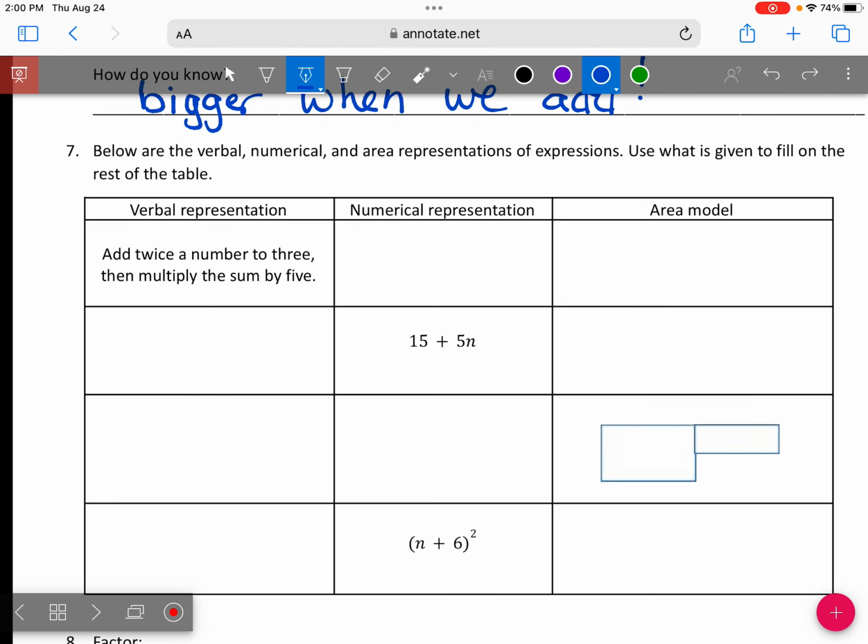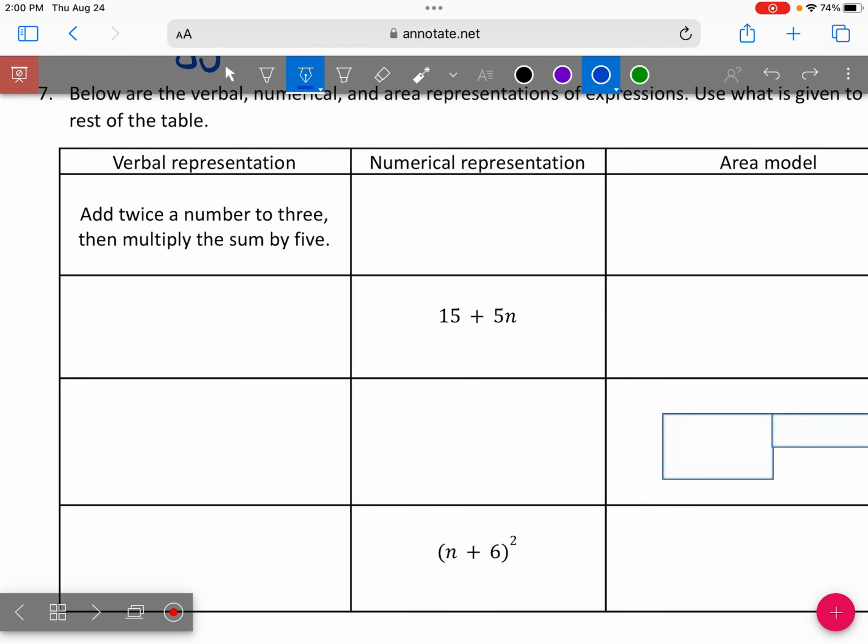So this is very much like the card thingy we did, where we're trying to get words that go with the picture, that go with the expression. So when we're looking at the words, sometimes it's easier to take it piece by piece. So we're going to add twice a number to 3, then multiply the sum by 5. So it looks like to me the insideiest piece is this twice a number. How do I write twice a number? 2x.